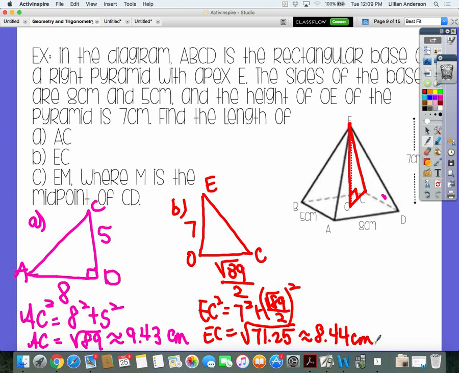Why did you put the square root of 89 over 2 again? Because OC is half of AC. And since we found AC in part A, and it was the square root of 89, it's the square root of 89 over 2.